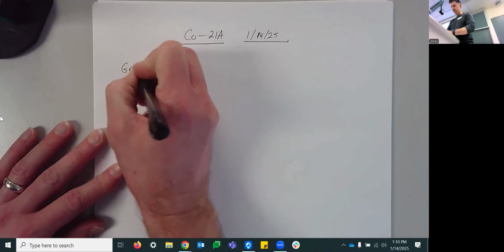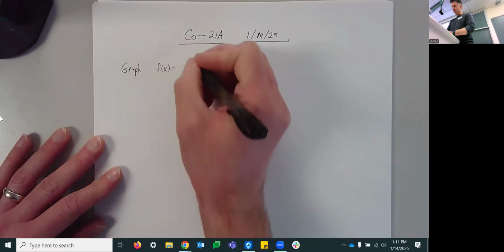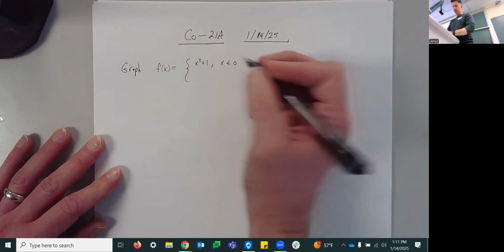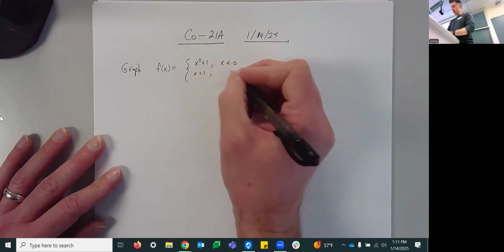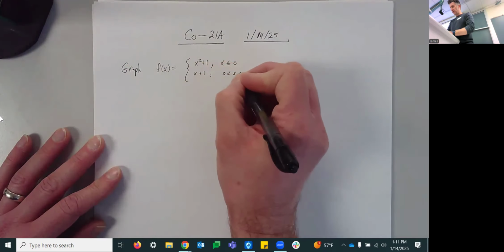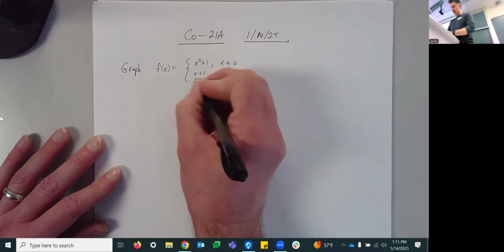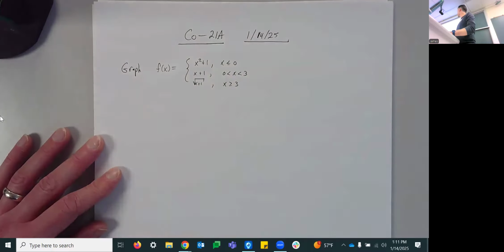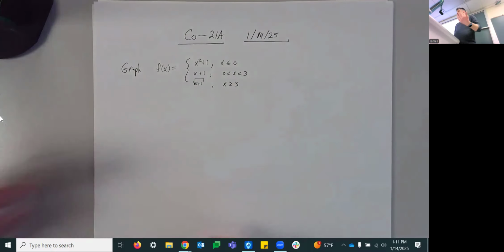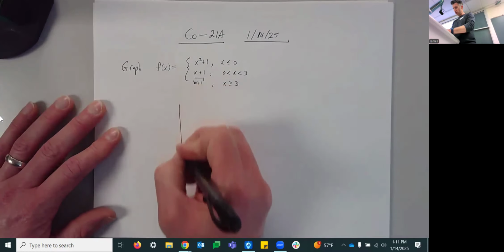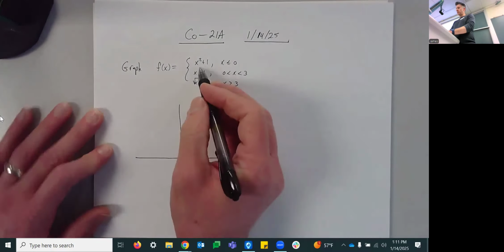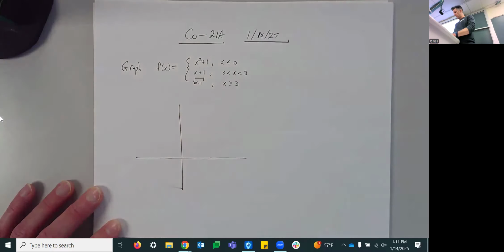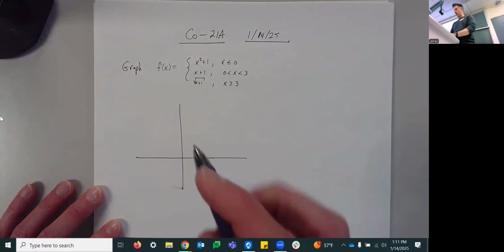We're going to graph the piecewise function f of x equal to x squared plus 1 when x is less than or equal to 0, x plus 1 when x is greater than 0 and less than 3, and square root of x plus 1 when x is bigger than or equal to 3. Piece by piece, I like to go from left to right. So x squared plus 1, your usual upward opening parabola, shifted up 1, but only when x is less than or equal to 0. So it's going to be essentially the left side of that parabola.